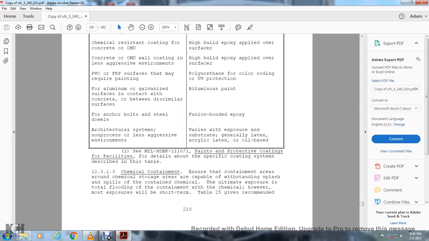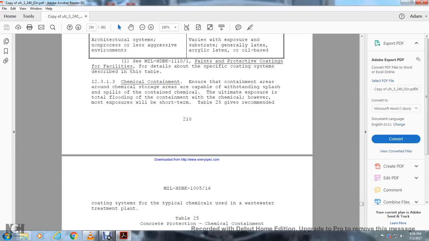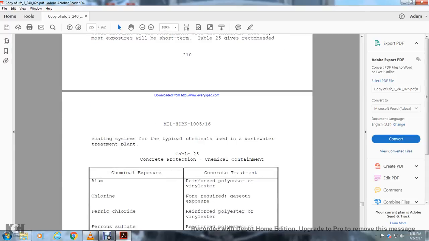Ensure the contamination area around the chemical storage is capable of withstanding splash spills of the contaminated chemical. Well, the ultimate exposure is total flooding of the containment with the chemical. However, most exposure will be short-term. Table 25 gives recommendations for the coating system for the typical chemicals used in wastewater treatment systems.